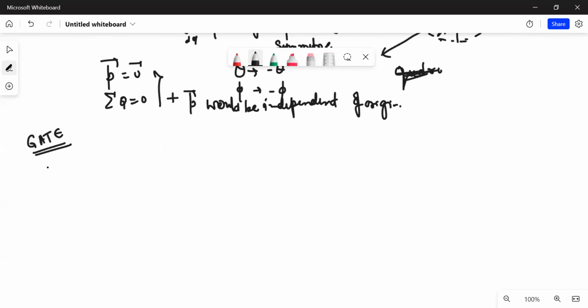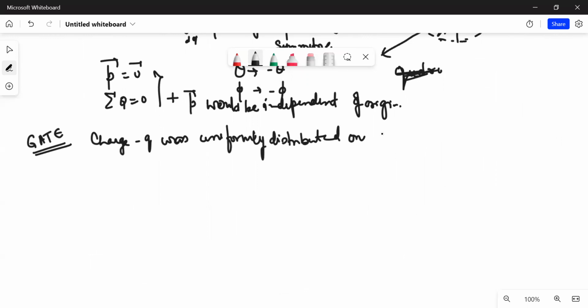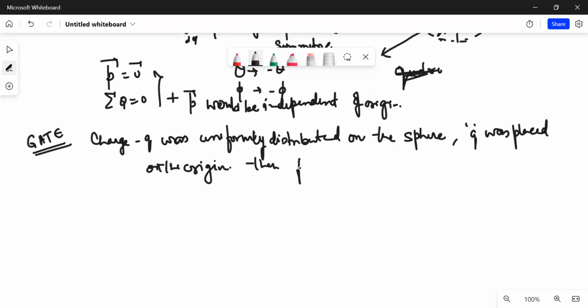It was said that charge minus Q was uniformly distributed on the sphere, and Q was placed at the origin itself. Then also you would say that your net dipole moment would be zero.